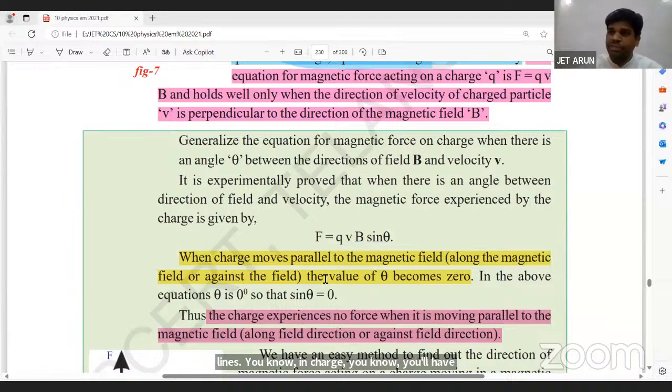force is 0. The charge will continue to move in the same direction as per Newton's laws. If projected like this, the force is 0. That's what he's saying. When the charge is projected parallel or anti-parallel, along the field or against the direction of the field, no force acts on the charge, because sin theta is 0 or 180, and sin 0 or sin 180 is 0.